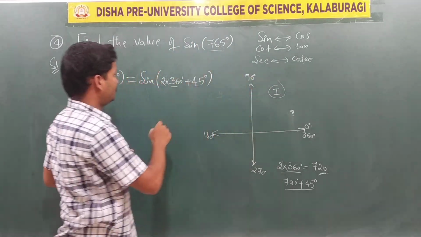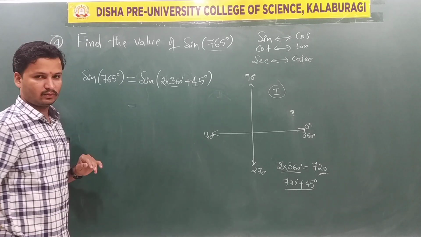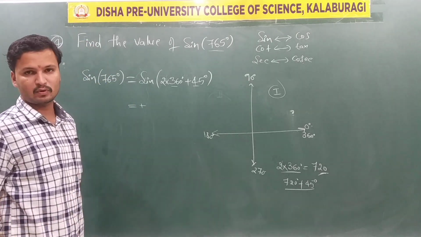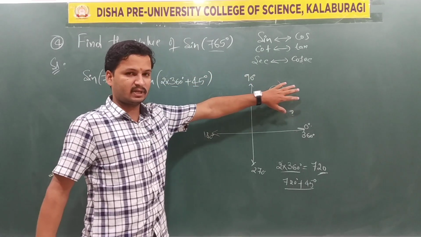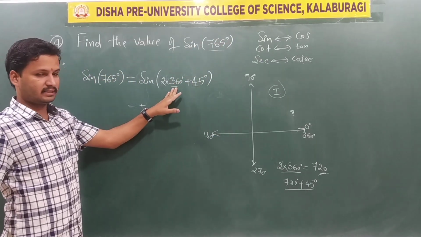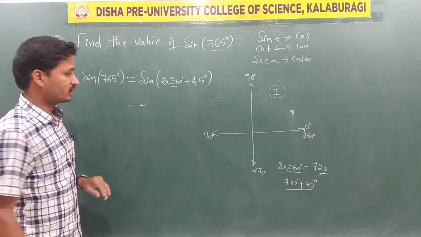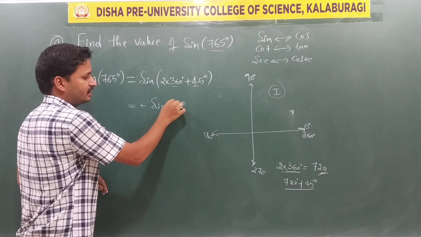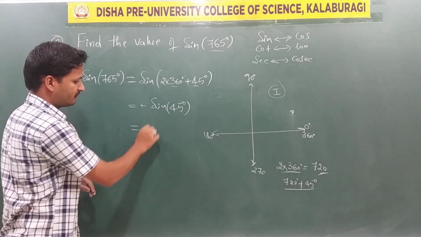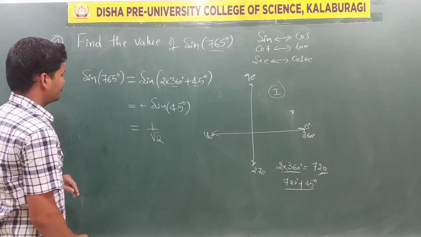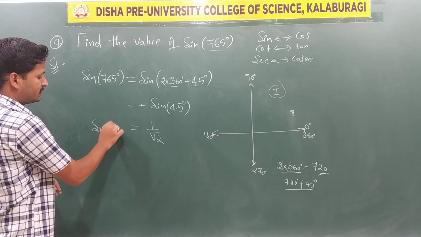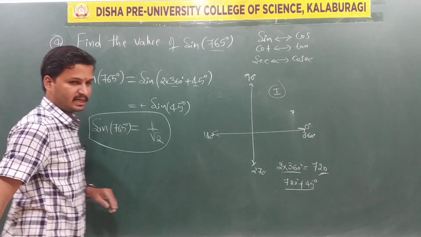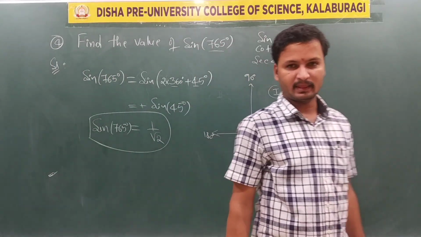In first quadrant, is the sine function positive or negative? Definitely positive, because all trigonometric functions are positive in the first quadrant. Here 360 degree is there, the ratio doesn't change, so keep sine function as it is. So sine of angle 45 degree. We know sine 45 degree is equal to 1 divided by root 2. So sine 765 degree is equal to 1 divided by root 2.